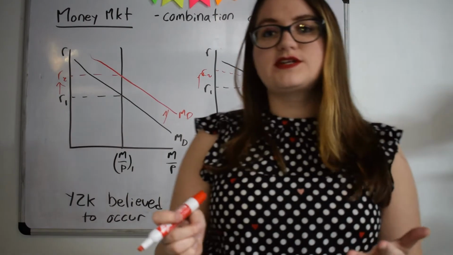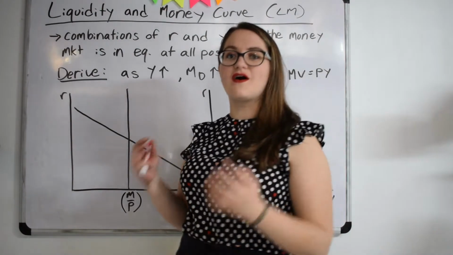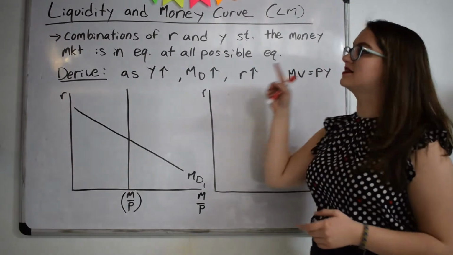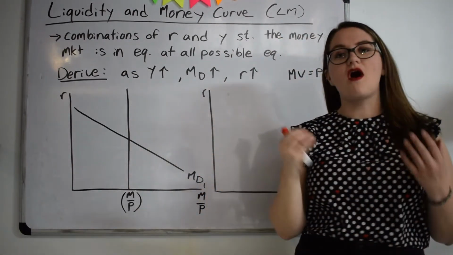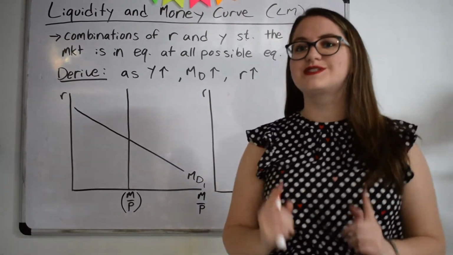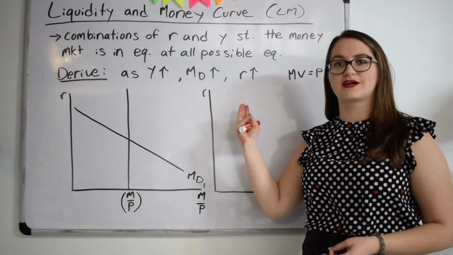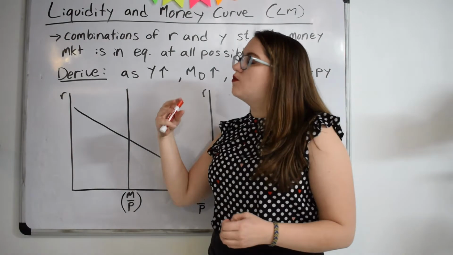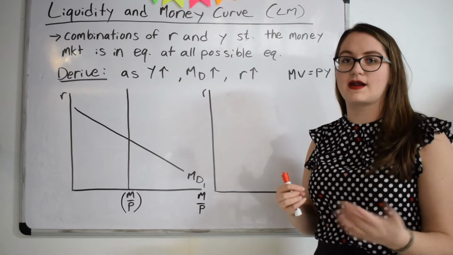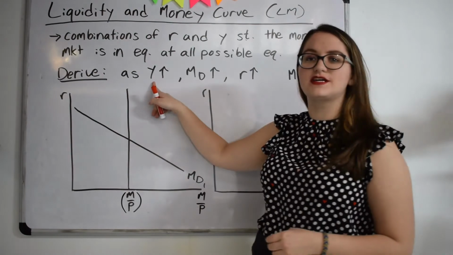Okay, next we're going to talk about the LM curve. So the liquidity and money curve is all combinations of the real interest rates and output such that the money market is in equilibrium at all possible equilibriums. Does this definition sound familiar? Because it's almost the exact same as the IS curve, except now we're looking at the money market. Okay, so we're going to derive the liquidity and money curve, or from here on out, I'll just call it the LM curve.